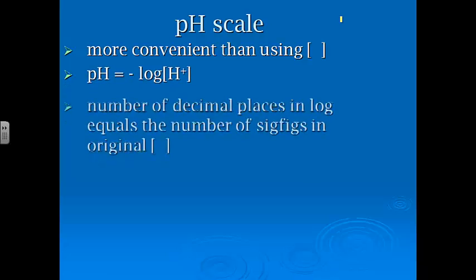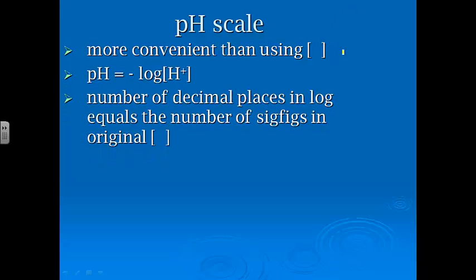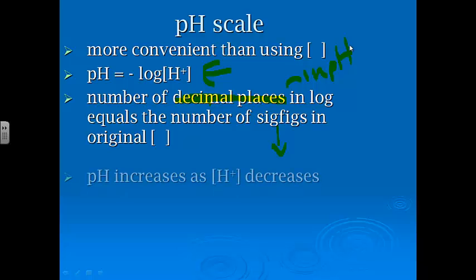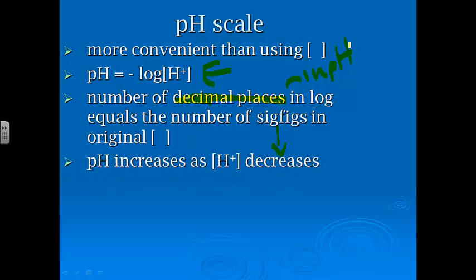So the pH scale is much more convenient than using concentrations because the concentrations can be really small and really large. pH is equal to the negative log of the hydrogen ion. Number of decimal places, one of the rules is different here. Decimal places in your log value equals the number of significant figures in the original. So however many sig figs are in the original concentration, that's the number of decimal places in your pH value. It's a little bit different. I'll keep reminding you of it as best I can. pH increases as hydrogen ion decreases. That's because of the logarithm in the math.